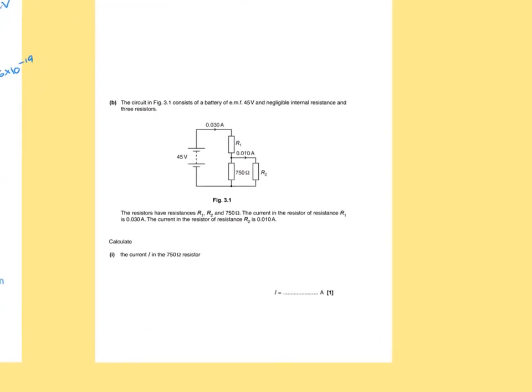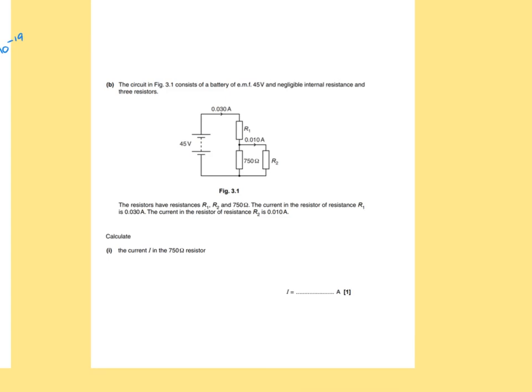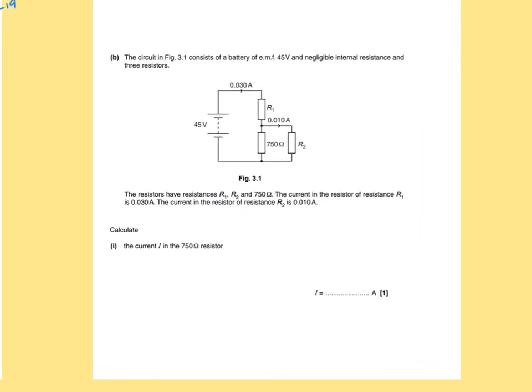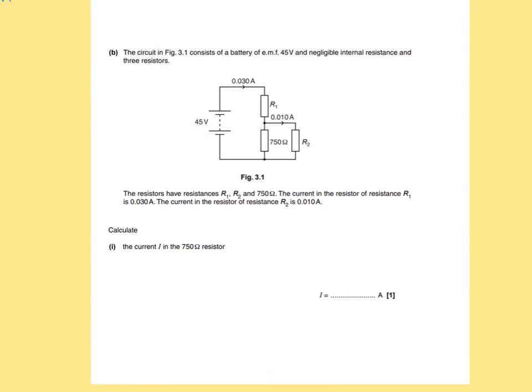This is the last bit for this chapter for now. Obviously, I will do more questions later on that involve more things of electricity. It shows a circuit that consists of a battery of EMF, 45 volts, no internal resistance, and it has 3 resistors. It tells you the resistance of each resistor, and also it tells you the current that goes through resistor 1 and resistor 2. Then it says calculate the current I in the 750 resistor here. And it's only for 1 mark. So that means that you don't need any excessive calculations. You just need to use Kirchhoff's first law.